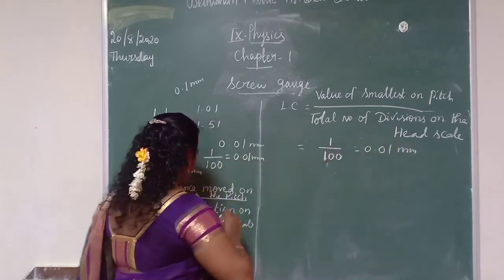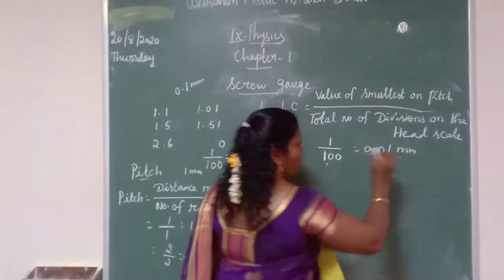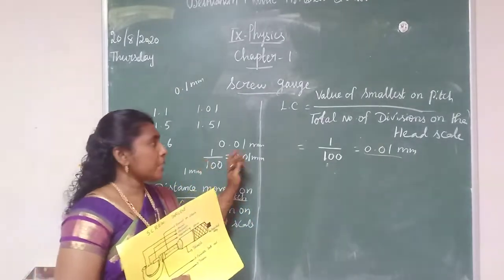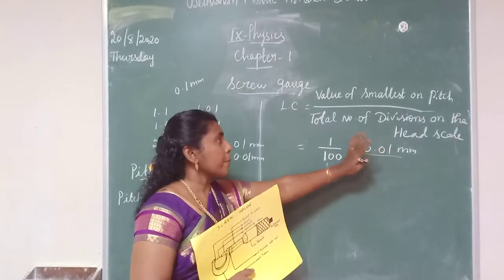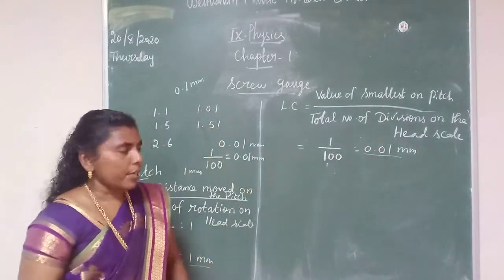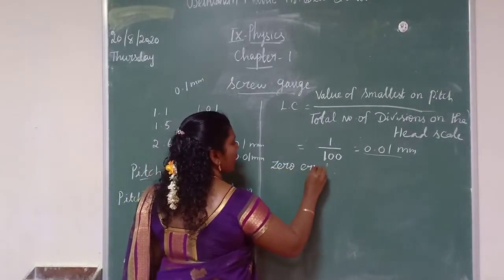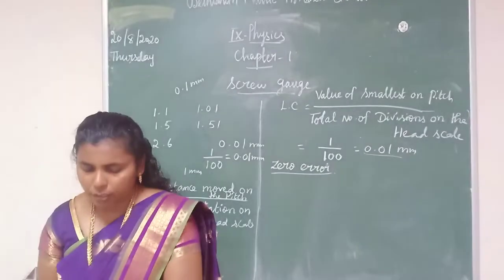So far we have found the pitch value and the least count value. The pitch value you always get is 1 millimeter. The least count of the screw gauge is 0.01 millimeter. Next one is zero error. So how can we find the zero error?